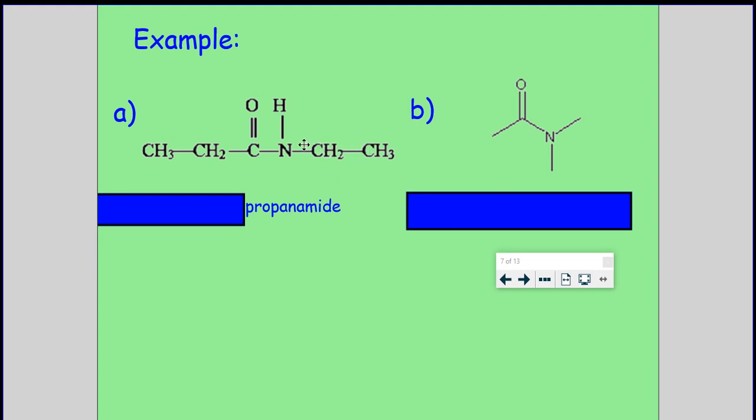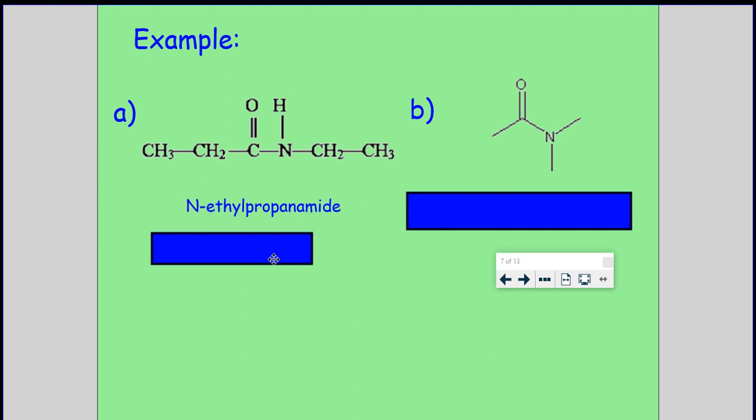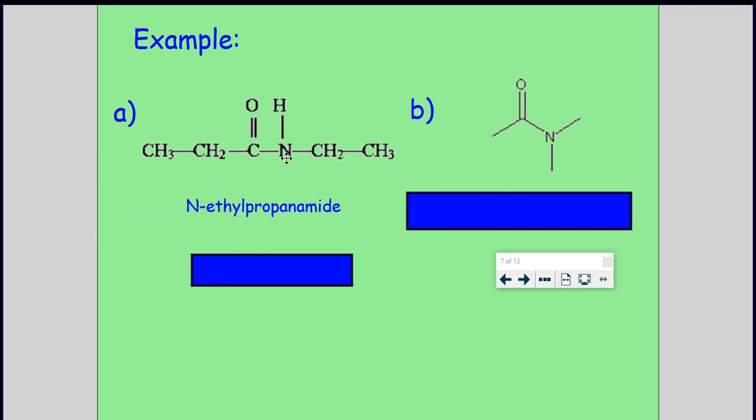Now, as for the substituent here, we have 1, 2 carbons, which makes it ethyl. This ethyl is attached to a nitrogen. This is going to be your carbon 1, right? Carbon 1 is right there. Taking this out now, we get N as your designation or locant, N-ethyl propanamide.